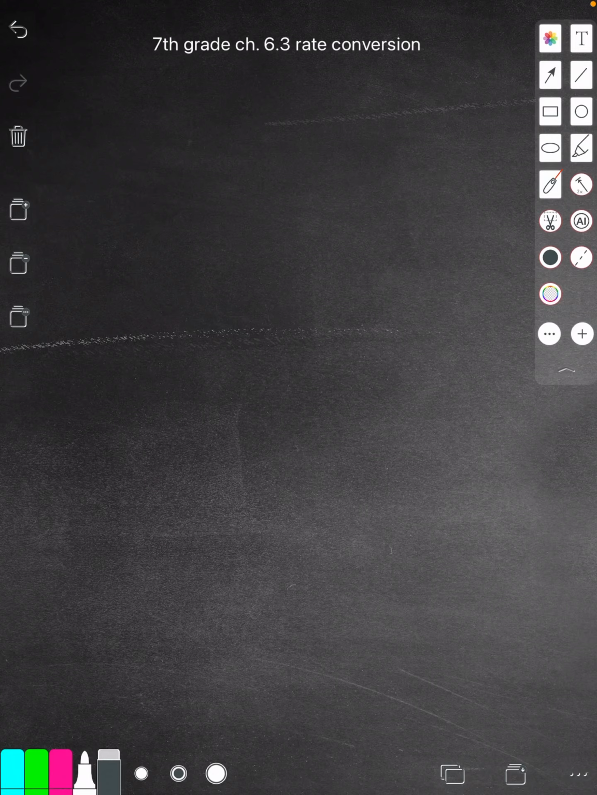Let's go ahead and do some rate conversion from the 7th grade chapter 6 text. The first thing that I want to look at is a set of really simple ones.